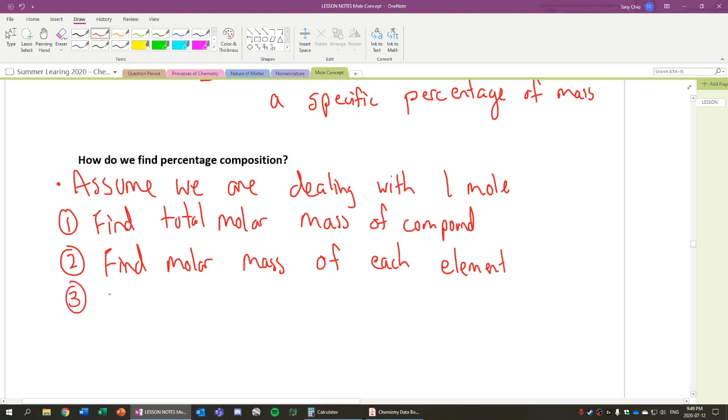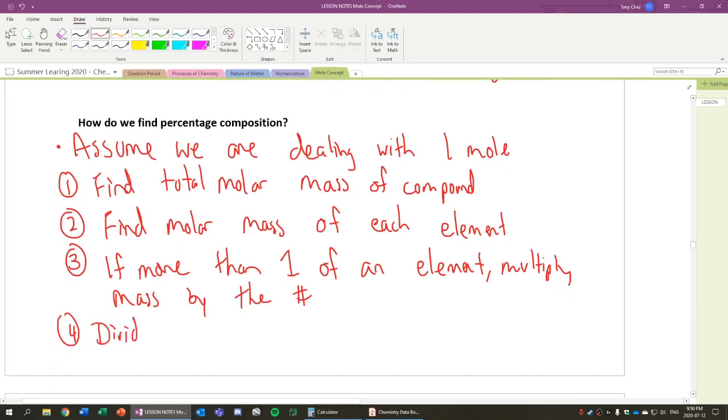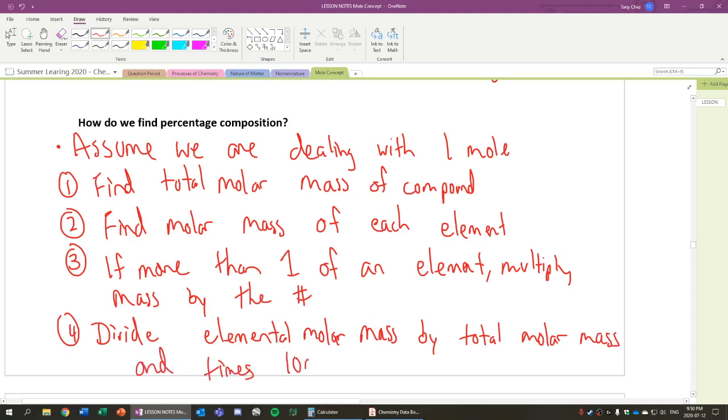Number three, if there is more than one of an element, multiply the mass by the number. Step 4, divide the elemental molar mass by the total molar mass times 100%. And this will give you your percentage composition.